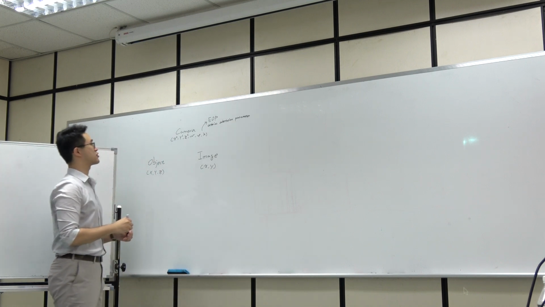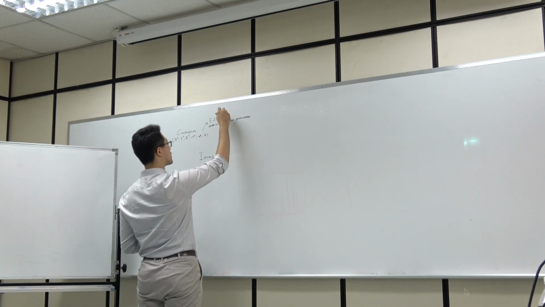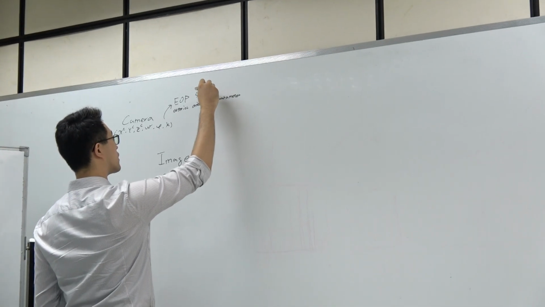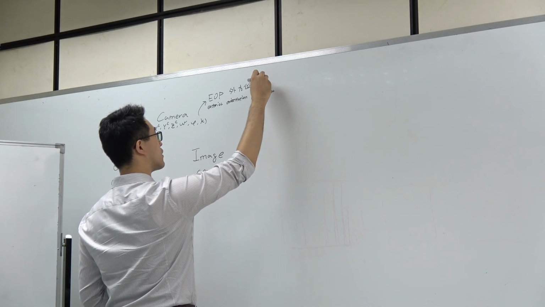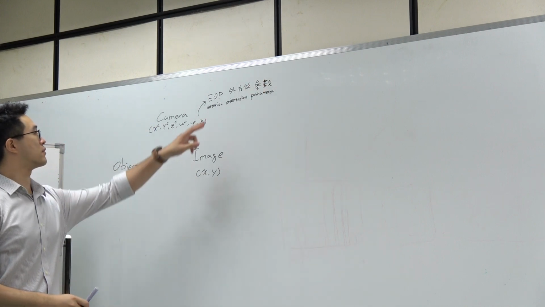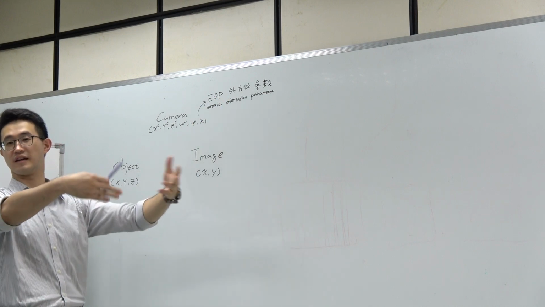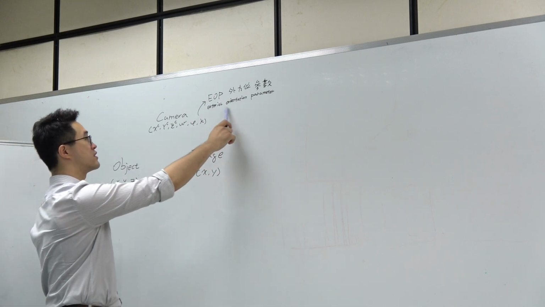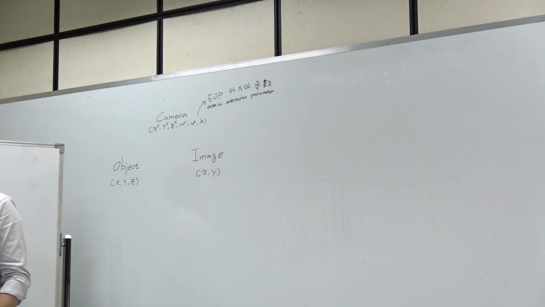Exterior orientation parameters. Okay. So in Chinese, it's called... exterior means outside. The idea is outside. Orientation is 方位, right? And parameter is 参数, right? So exterior orientation parameter, 外方位参数. So in short, we usually call it EOP.